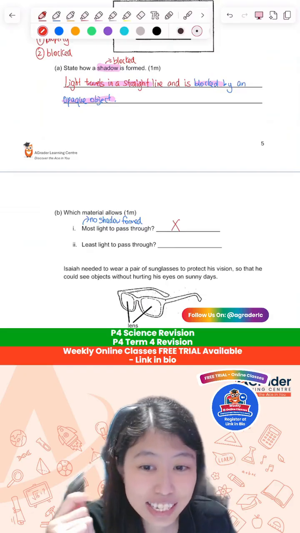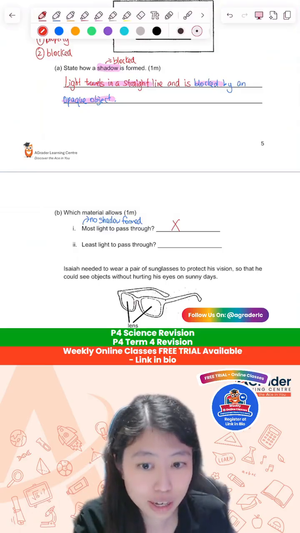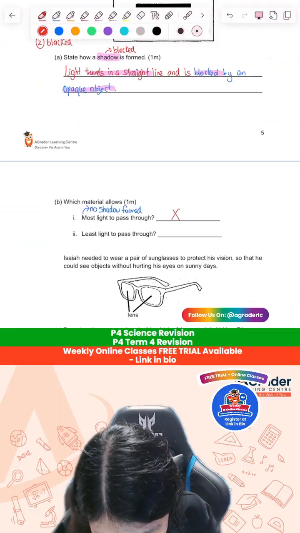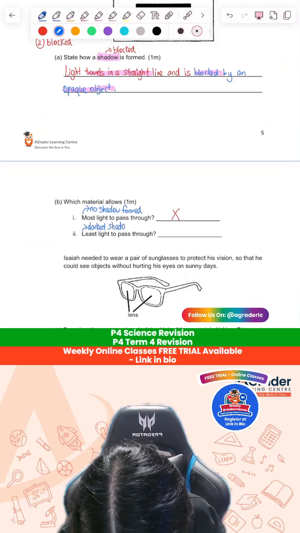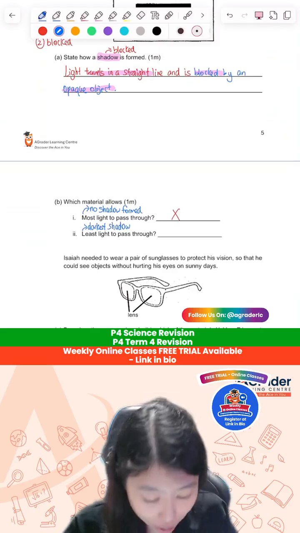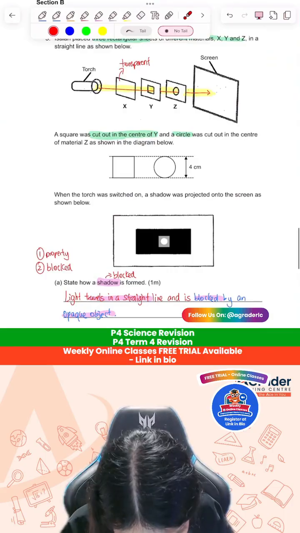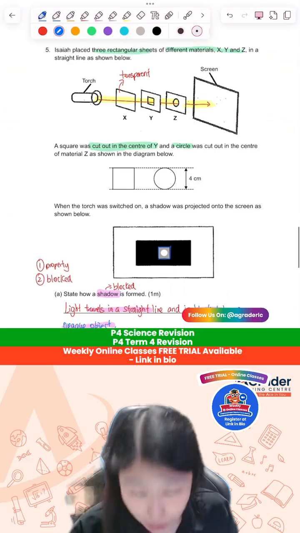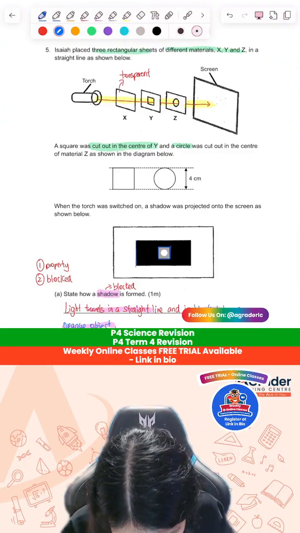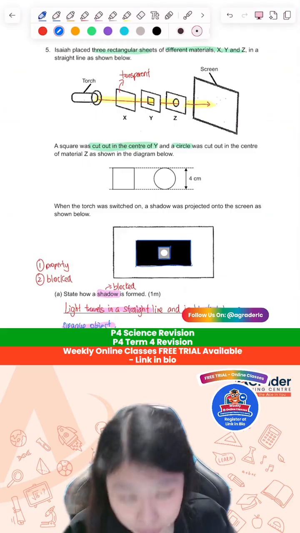So yes, this light passes through, which means your shadow should be the darkest among the rest. It should cast the darkest shadow. And the one that forms the darkest shadow, if you look carefully, is the one with the square in the middle. The square hole. So the one with the square hole is which one?